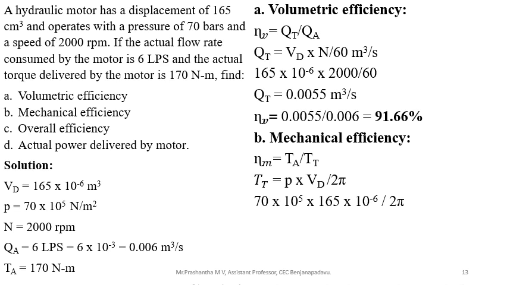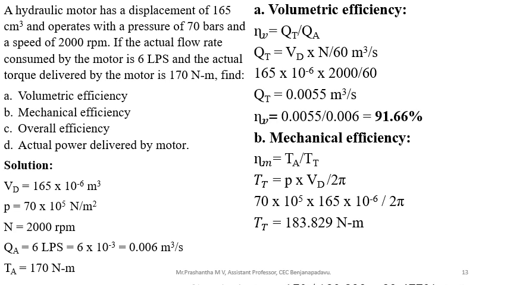It becomes 70 into 10 to the power of 5 into 165 into 10 to the power of minus 6 divided by 2 pi. Simplify this, we will get theoretical torque as 183.829 Newton meter. Now both values we got. Actual torque already we have, and theoretical torque we just got.